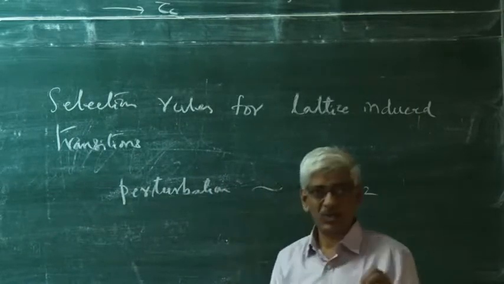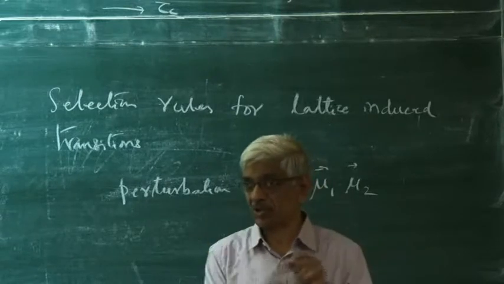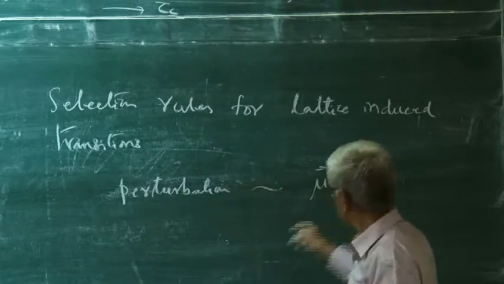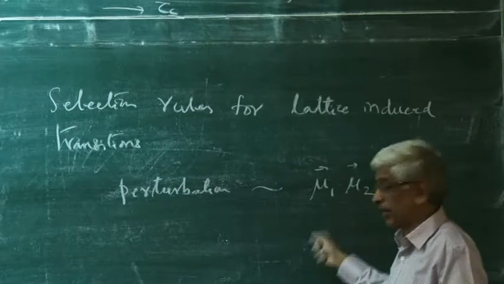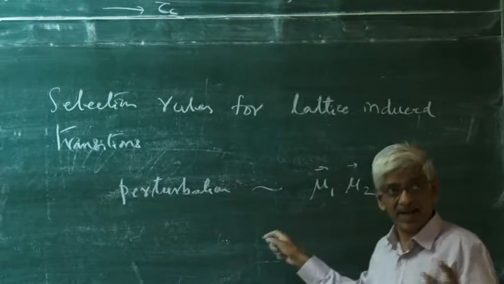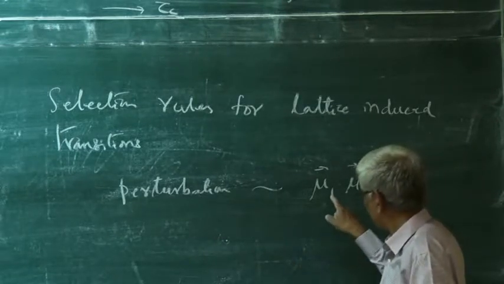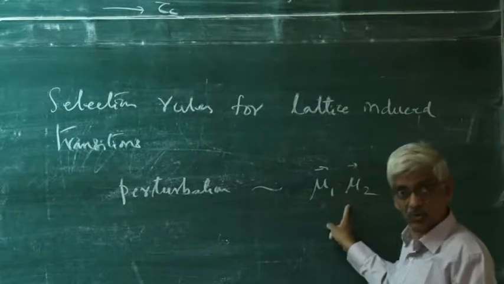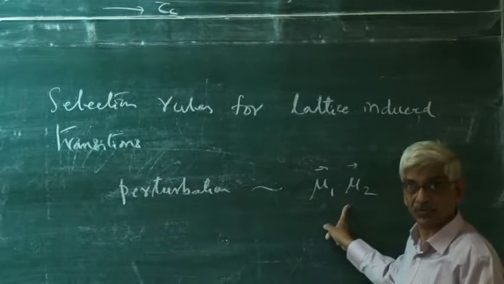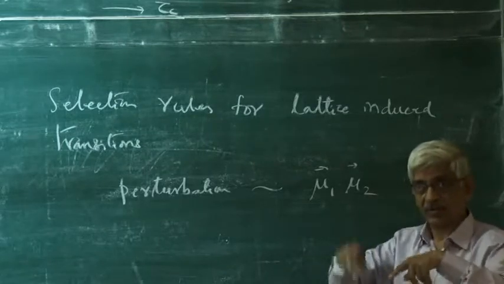In the earlier case, it was mu dot h, and that was the perturbation, right? So here it is mu 1 dot mu 2, that means the magnetic moment operators, Ix or Iy, which we used earlier. Ix1 and Ix2, both will come into the picture, so both spins can flip.